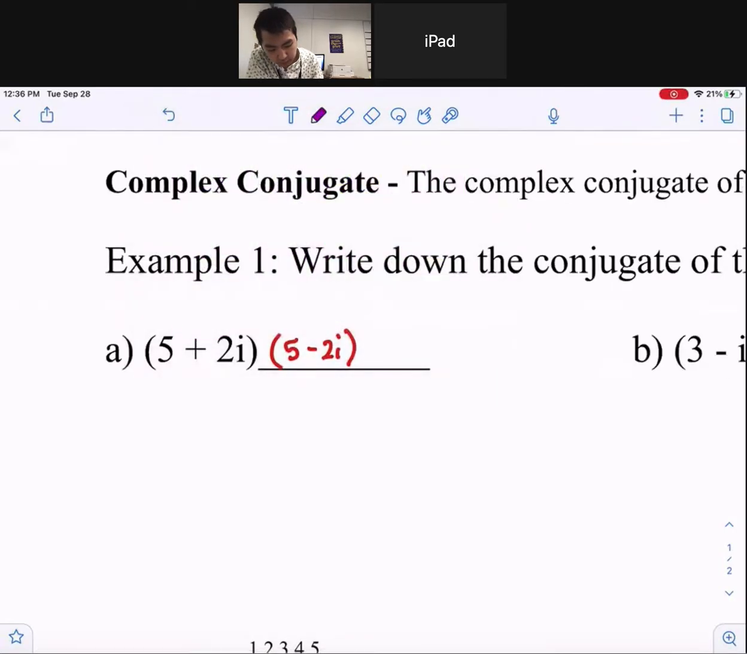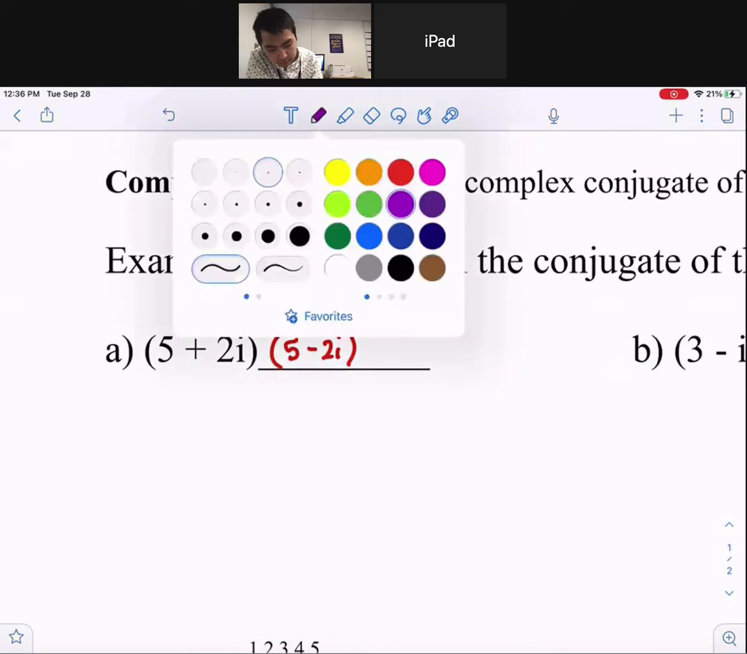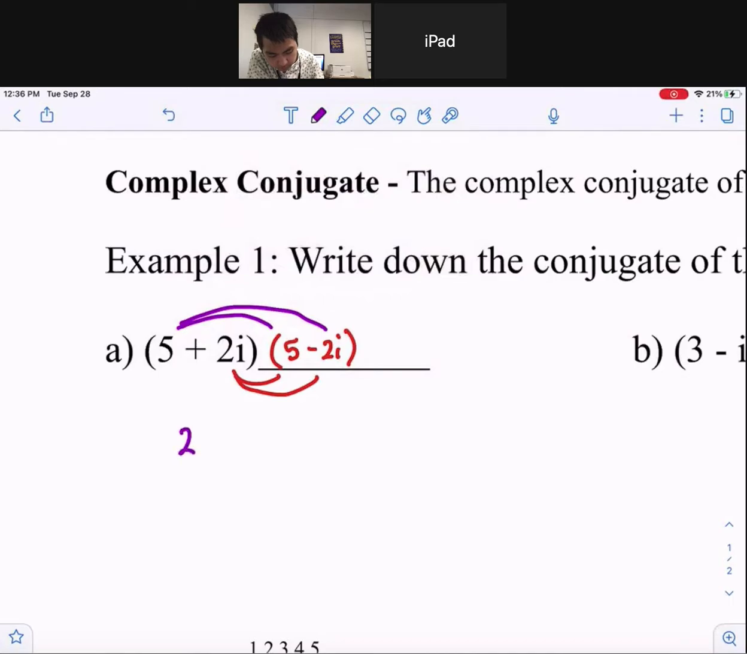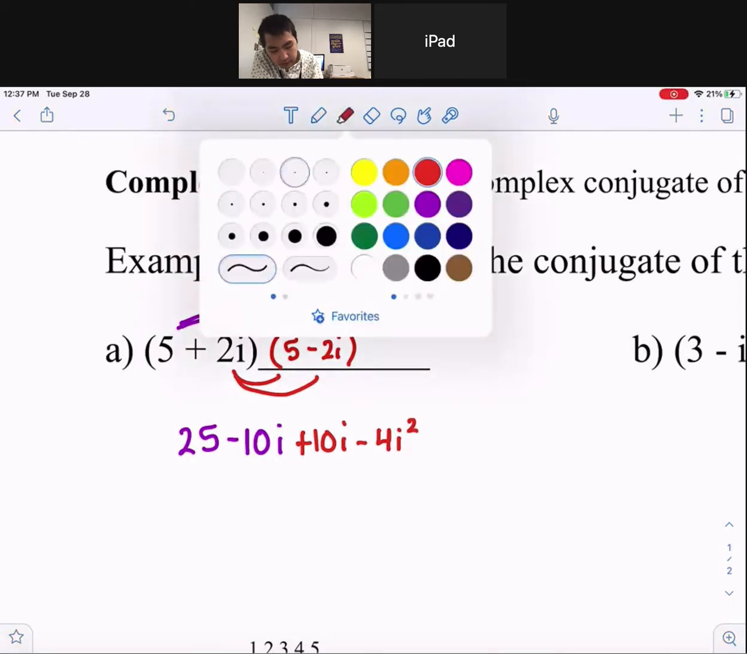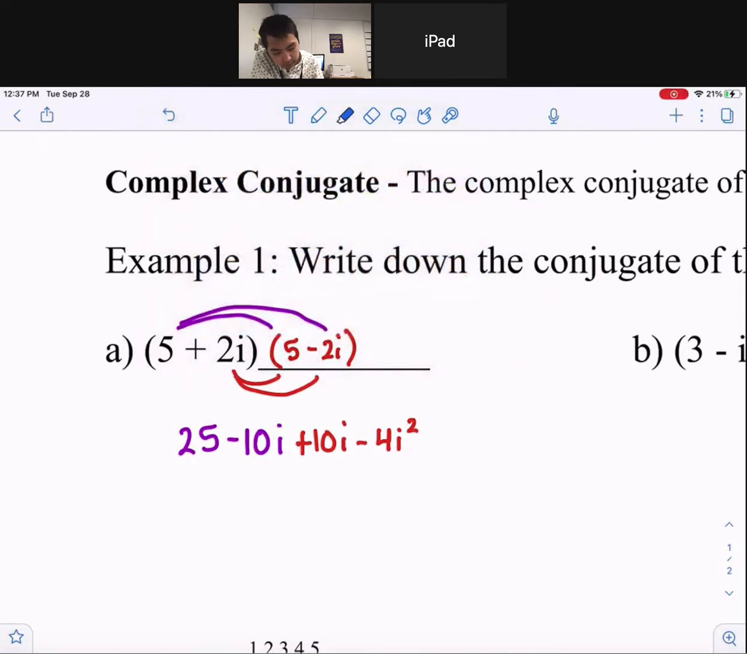Now, as you can see from this problem, we have to multiply these, and this is where you have to do your double distribution. 5 times 5 is 25. 5 times negative 2i is negative 10i. 2i times 5 is 10i. And 2i times negative 2i is negative 4i to the second power. Now, i to the second power is negative 1.